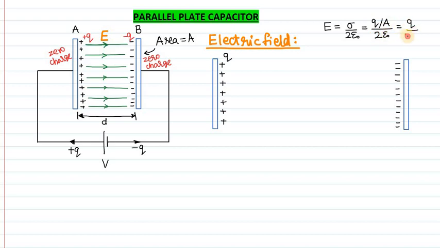So Q by 2A epsilon naught. So this positive plate will develop an electric field whose direction would be from the positive charge towards the negative charge, and this electric field will have a value E is equal to sigma by 2 epsilon naught, or you can also say Q by 2A epsilon naught.